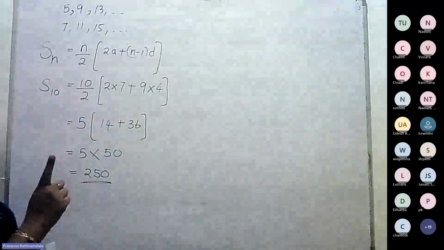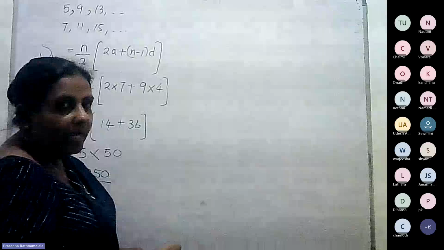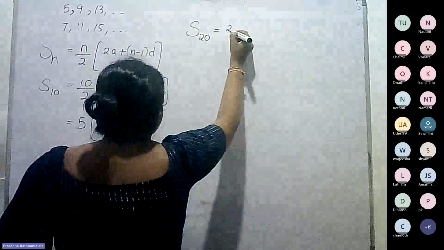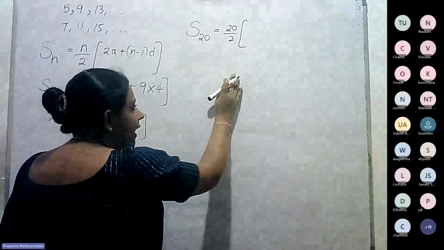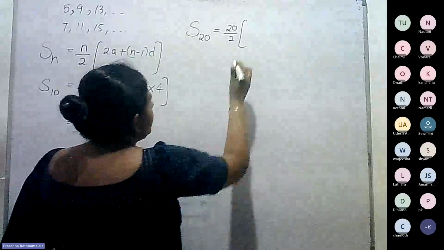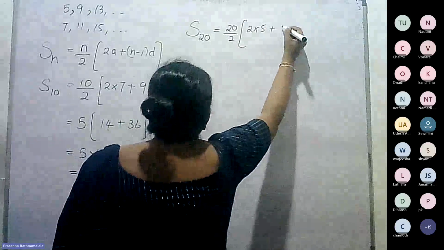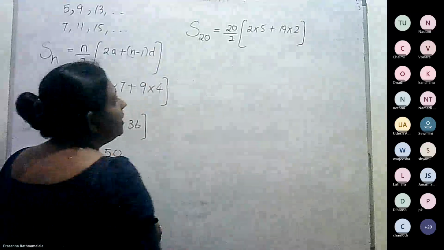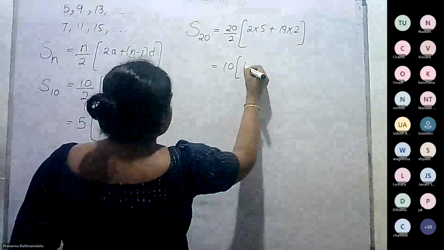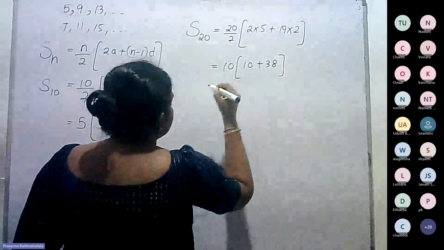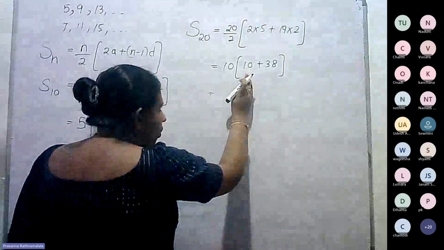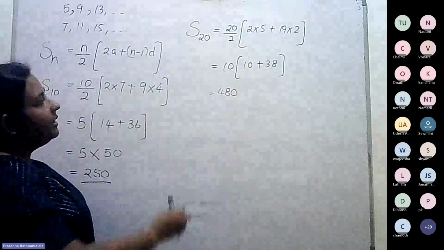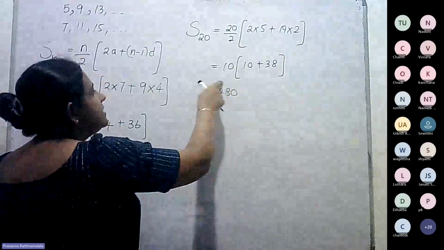Then the first method, you find the total number of students in this display. There are 20 circles there, 20 upon 2. Now we get 5 as the first term. 2 times 5 plus 19 times 2. This is 10, 10 plus 38, then 38 plus 10, 48. 48 times 10, 480. Then this is the total number of students in this display.